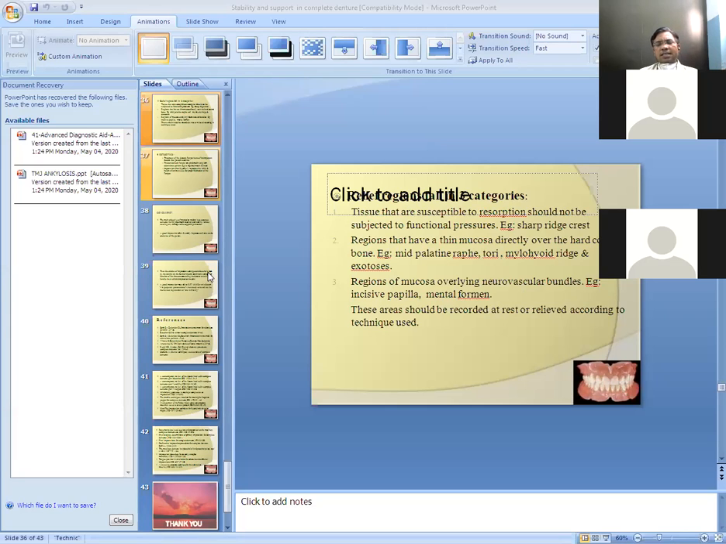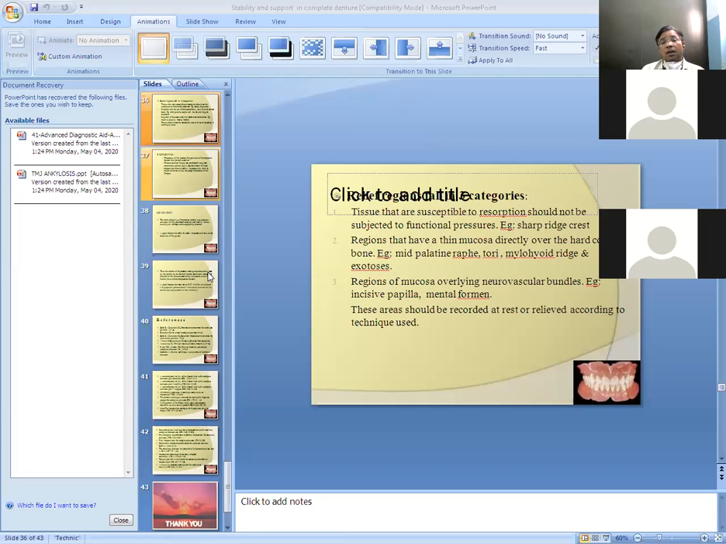That's why this area should be recorded, and relief should be given during your primary impression, during your final impression, or during your routine check at the time of insertion. So relief is a must over that area.